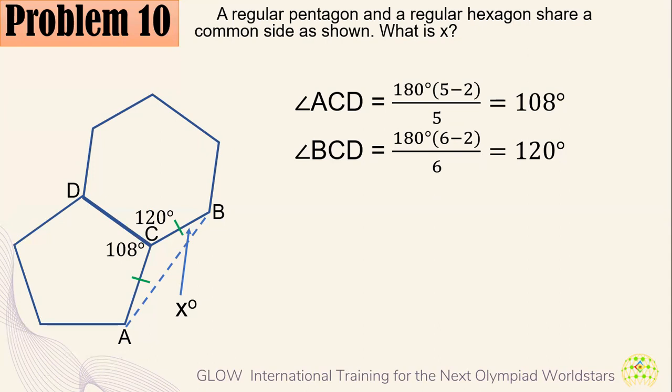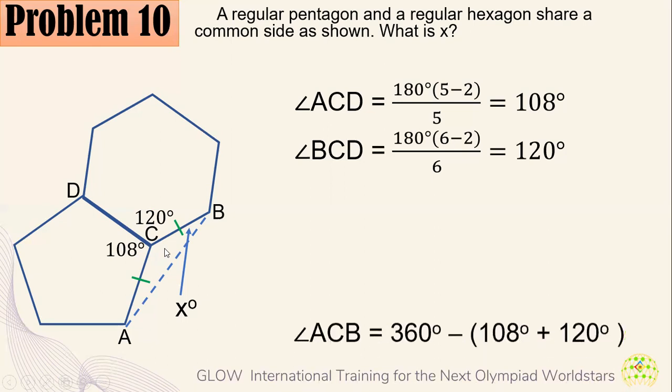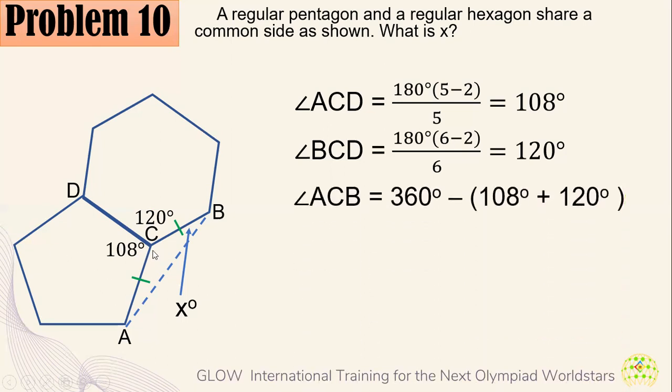And with such, I might ask you, how big is angle ACB here? ACB. Remember, this is like a circle here, right? And in a circle, that's 360 degrees. So all we have to do to get the measure of angle ACB is subtract the sum of 108 and 120 from 360, and that gives you 132 degrees in this case here.